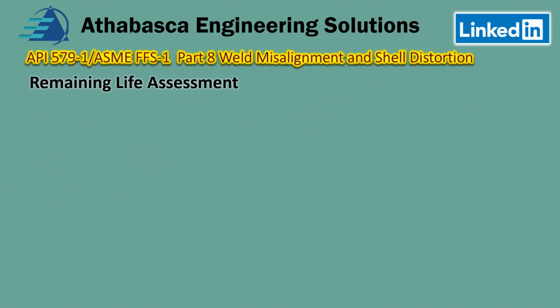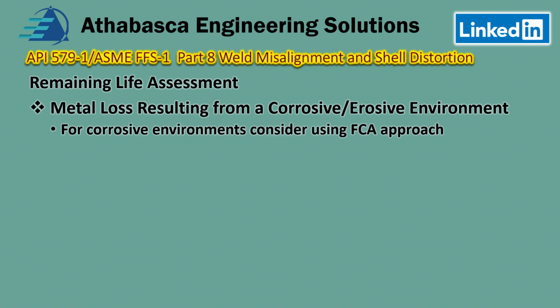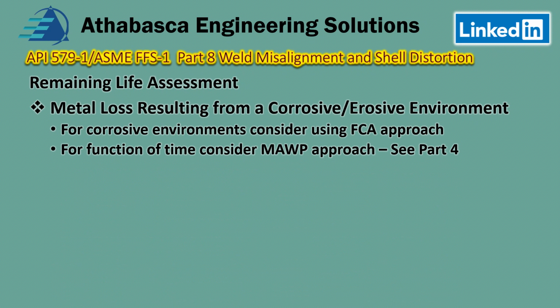To conclude this presentation, we want to take a look at the remaining life assessment and some thoughts that API has. So consider the metal loss resulting from a corrosive or erosive environment. Consider, for example, for corrosion environments, you may need to include the future corrosion allowance. And also consider that corrosion is a function of time, and it's recommended to consider a maximum allowable working pressure approach. And there are some ideas in part 4 of the standard if you want to see more.